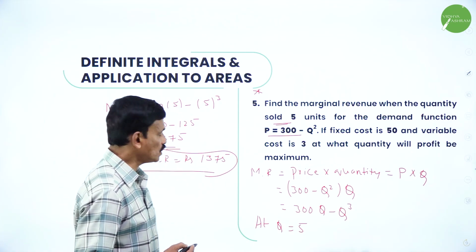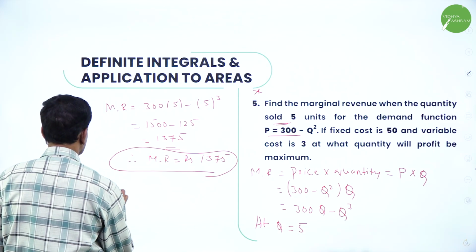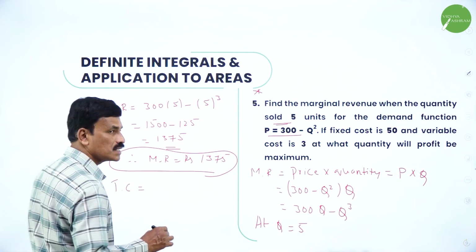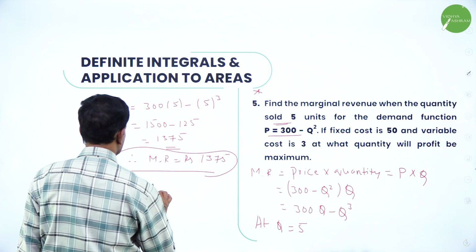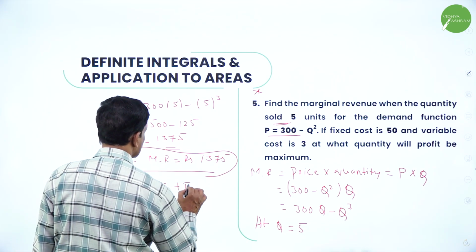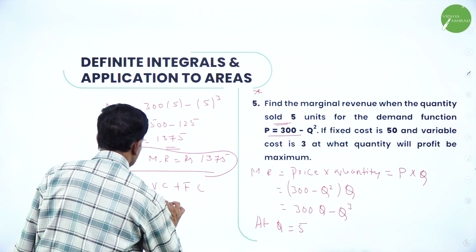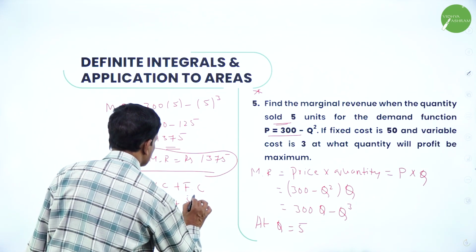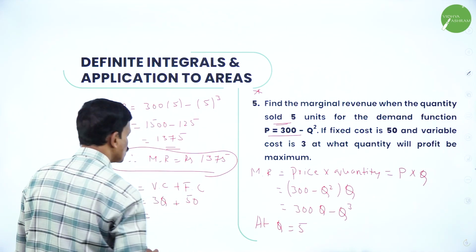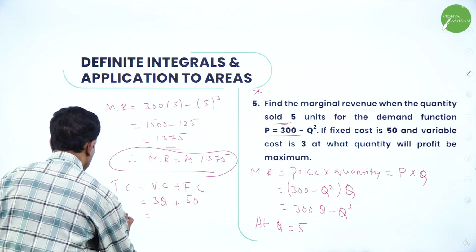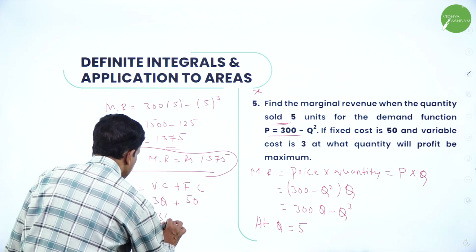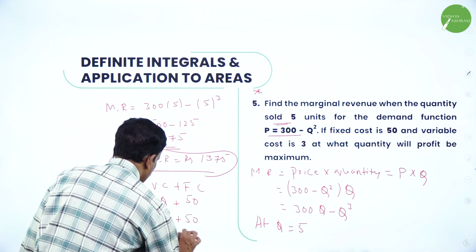Right. Next, total cost. So TC, the total cost, is equal to VC plus FC. The variable cost is 3 times Q plus the fixed cost is rupees 50. So, therefore, the total cost is equal to 3Q plus 50.